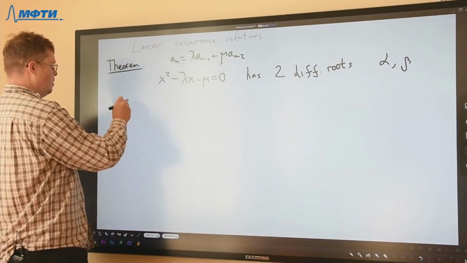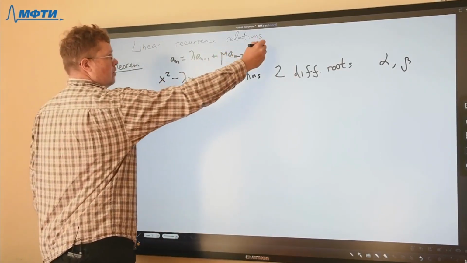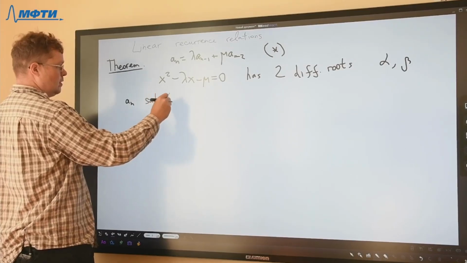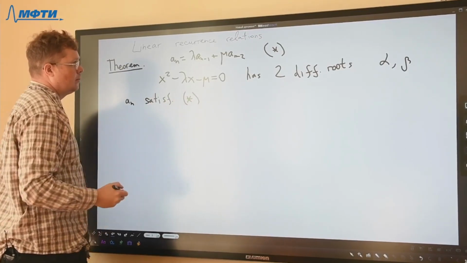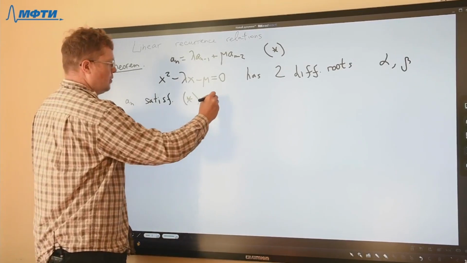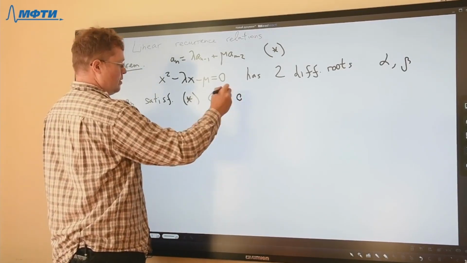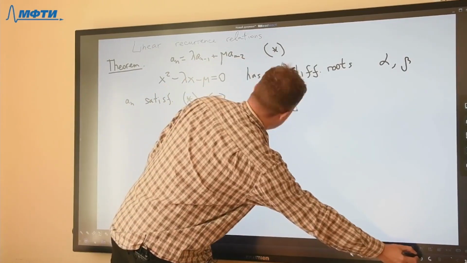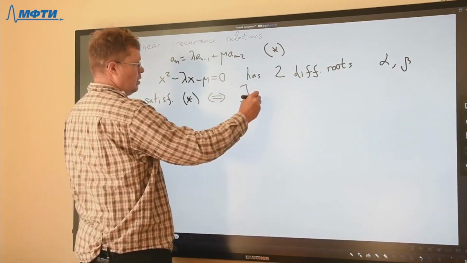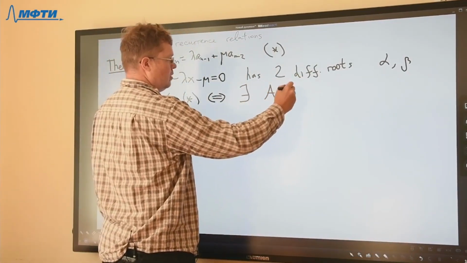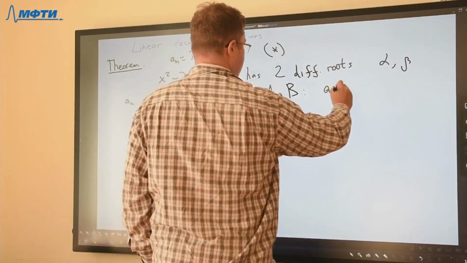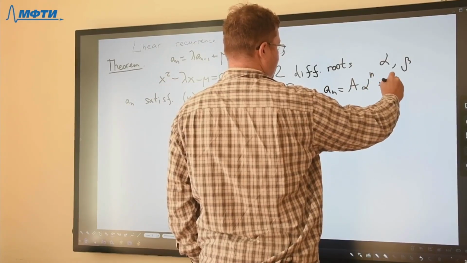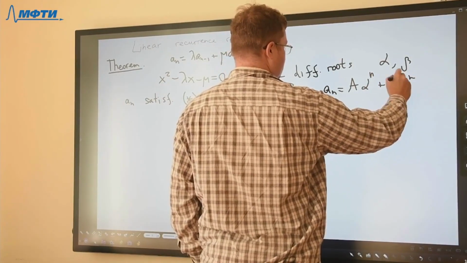then a_n satisfies this identity if and only if there exist some a and b such that a_n is a times alpha to the nth power plus b times beta to the nth power.